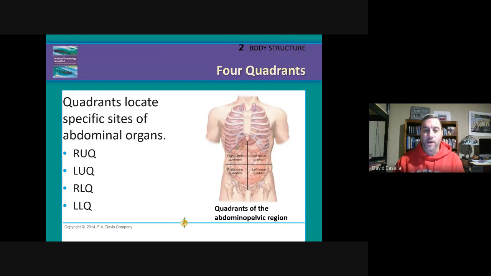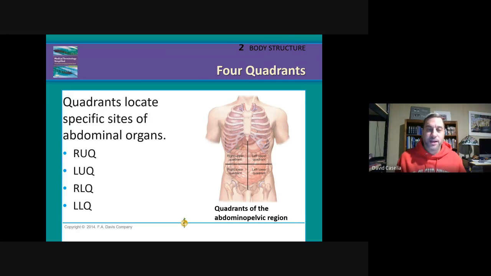The right upper quadrant has your liver. Your left upper quadrant has your spleen. Your right and left lower quadrants have intestines. On a female patient, there's ovaries there. And we also have in the right lower quadrant the appendix, which is something that people sometimes have get inflamed and have to be surgically removed. One of those concerns when someone's complaining of abdominal pain.